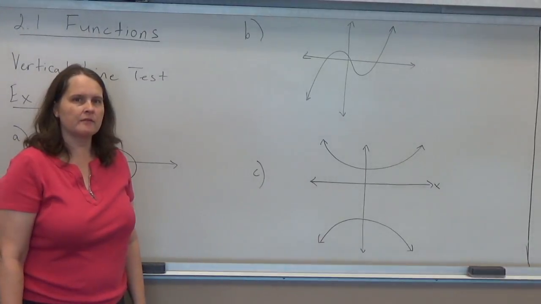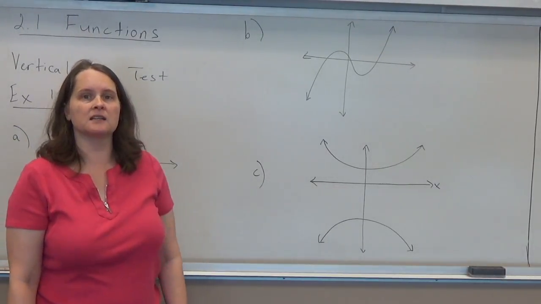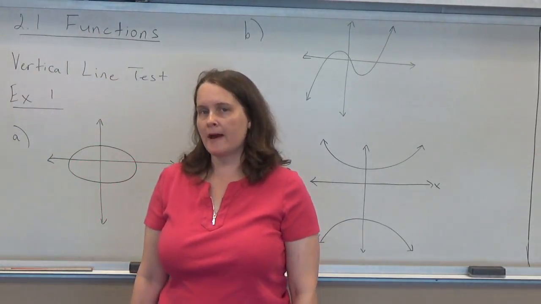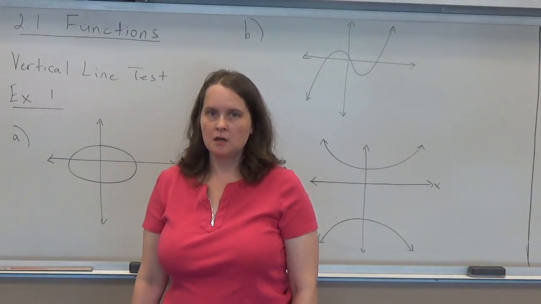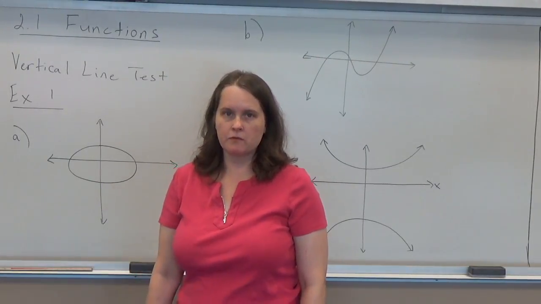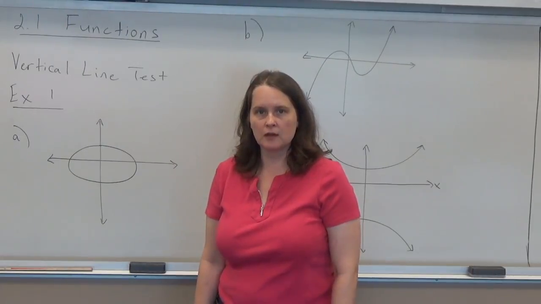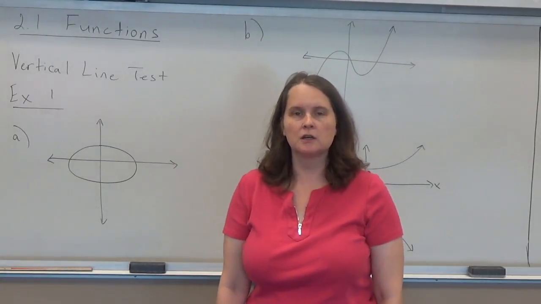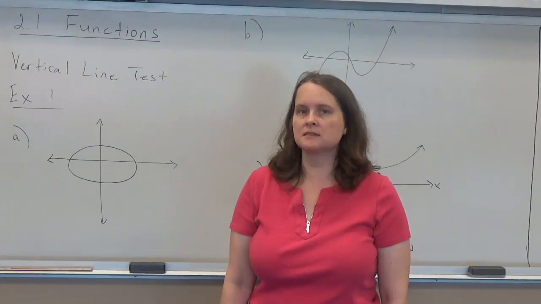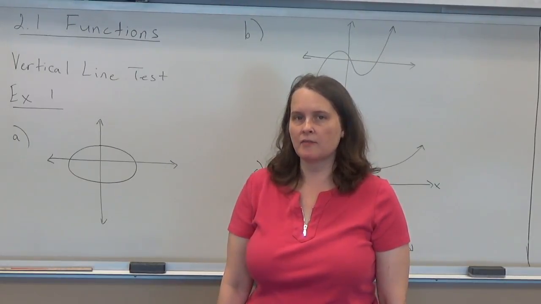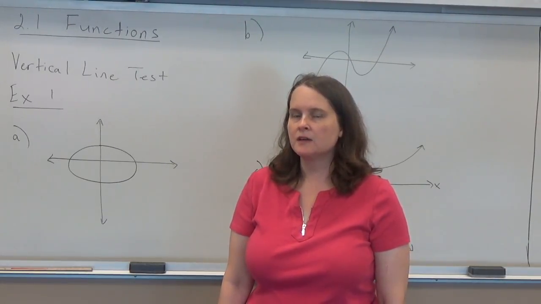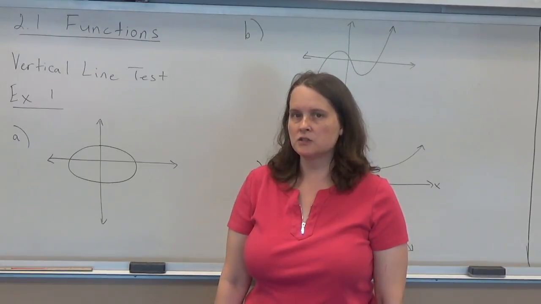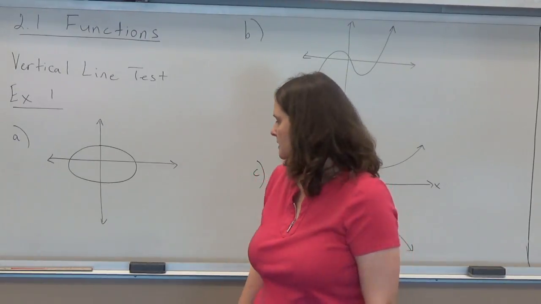So what if we have a relation that is given to us in the form of a graph, and we're asked to determine if we have a function? This is pretty easy to determine from a graph. You're just going to look at the vertical line test in your notes. Take a look. You'll see that the vertical line test states that a graph is the graph of a function if and only if no vertical line can touch the graph in more than one place.